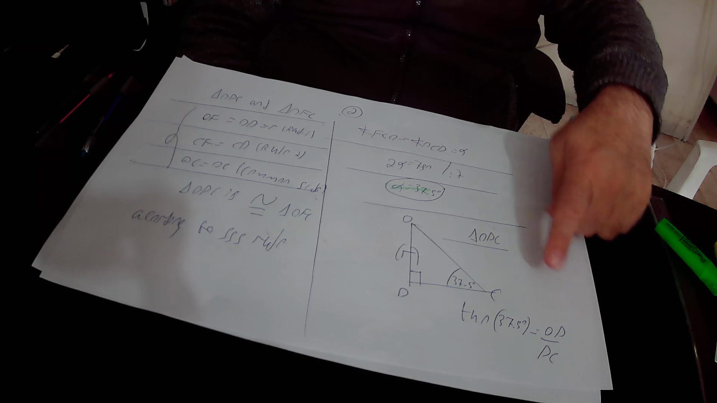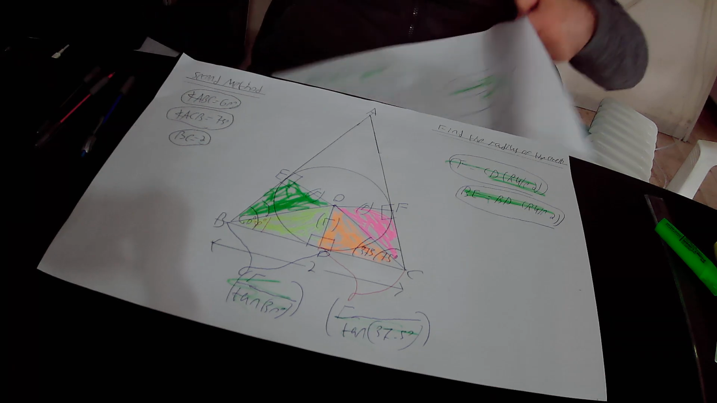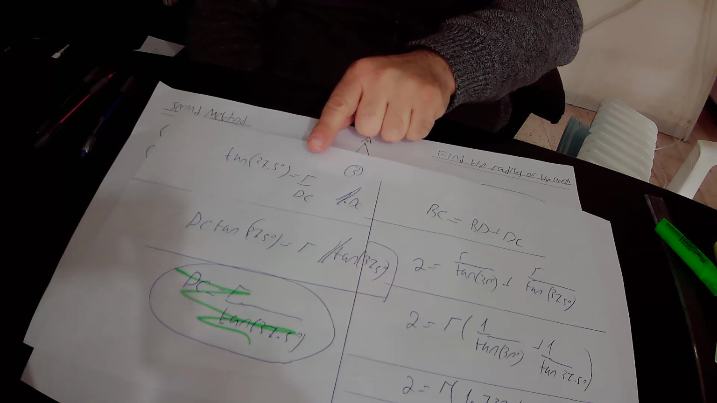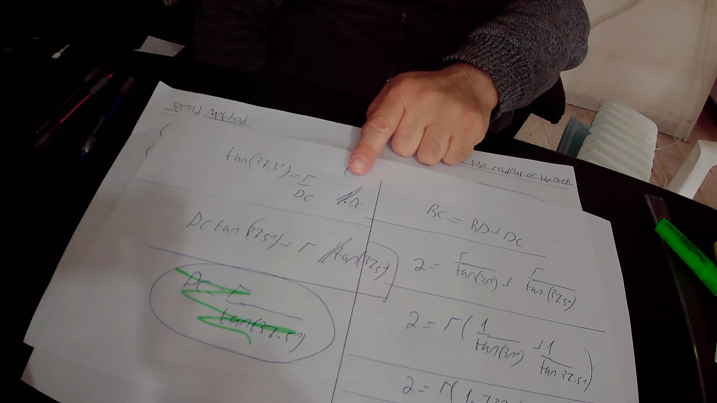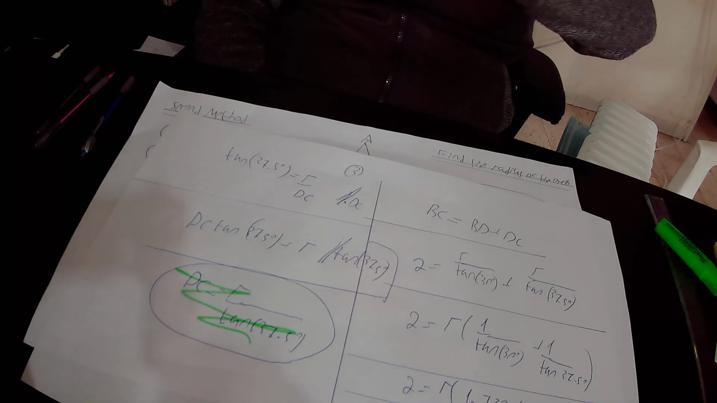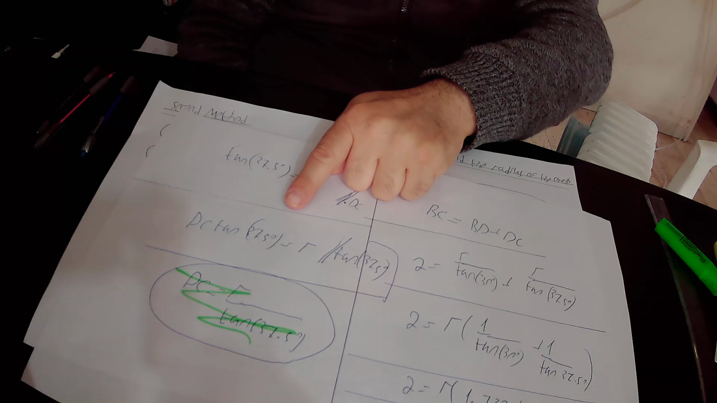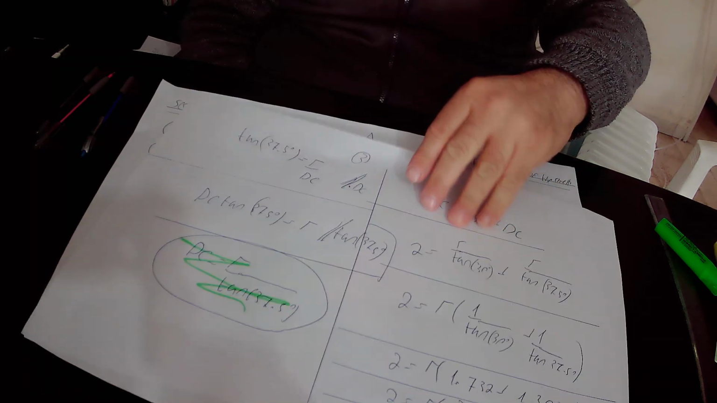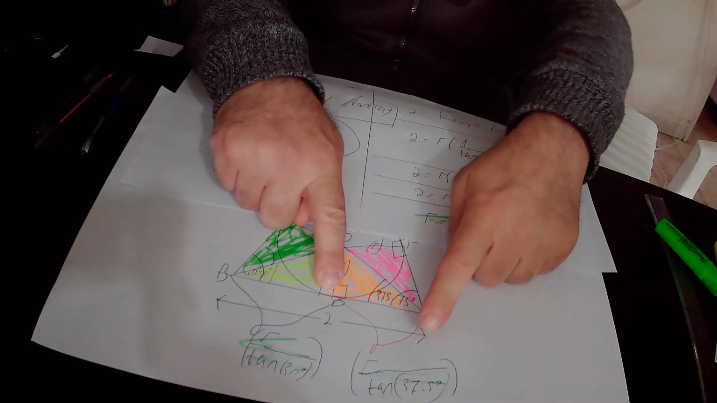OD is R, so we substitute OD by R. We find that tan 37.5 degrees equals R over DC. Here we multiply this equation by DC and find that R equals DC times tan 37.5 degrees. Then we divide by tan 37.5 degrees and finally find that DC equals R over tan 37.5 degrees. This line segment DC equals R over tan 37.5 degrees.